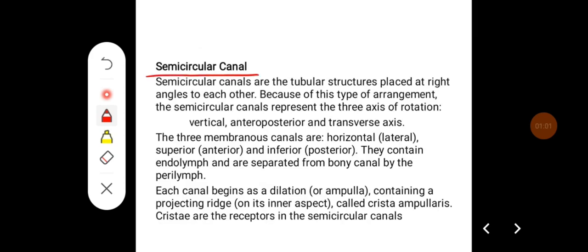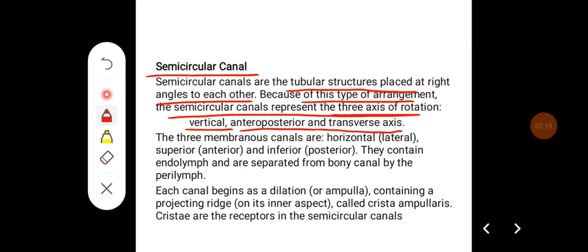Semicircular canals are tubular structures placed at right angles to each other. Because of this arrangement, semicircular canals represent three axes of rotation, that is vertical axis, anteroposterior and transverse axis. The three membranous canals are horizontal, that is lateral, superior or anterior, and inferior, which is posterior. They contain endolymph and are separated from the bony canal by perilymph.